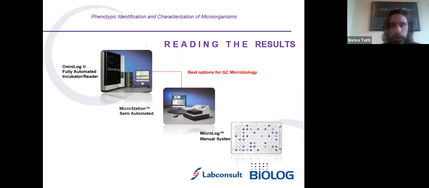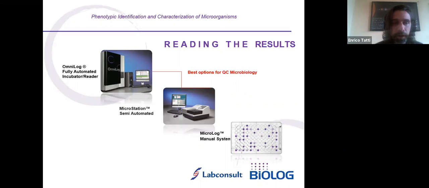For controlled and regulated quality control microbiology, we do have two instruments that read the plates automatically. One is the MicroStation, which is called semi-automated, because it's like a 96 plate reader, where you add one plate at a time at defined times, and you read, and then the MicroStation sends the results through the software, and then it's compared to the database.